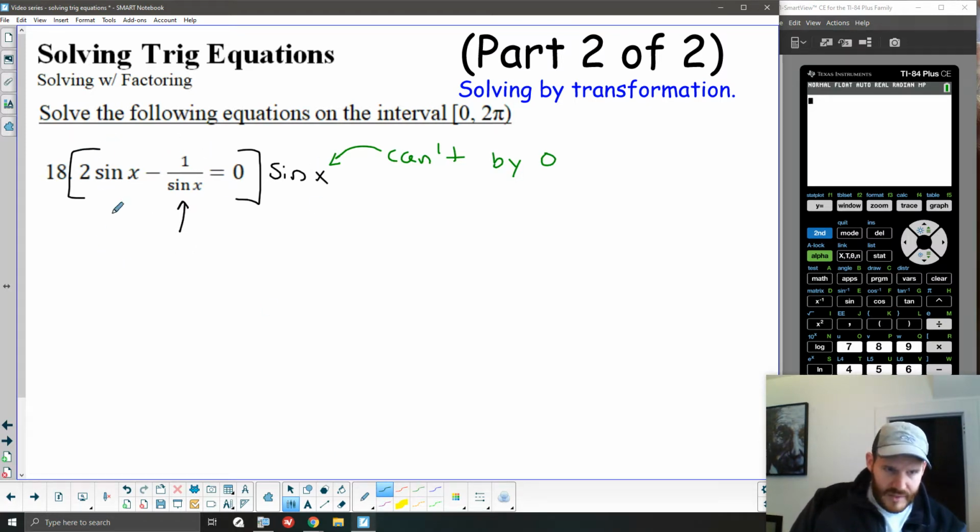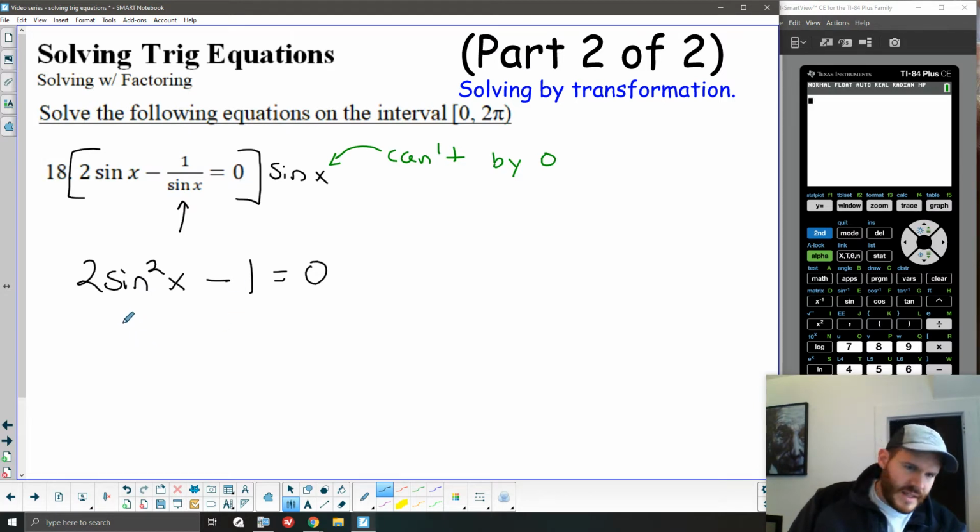So I'm going to go through and solve this by distributing that sine x. I'm going to multiply the left-hand side, which will give me 2, and then sine x times sine x I can write as sine squared x, minus, and then sine x divided by sine x will just give me 1. On the right-hand side, 0 times anything is still just 0. So now I've gotten a much nicer version where I don't have to deal with the common denominators and the fractions. I'll then solve it by isolation.